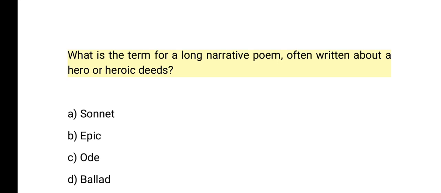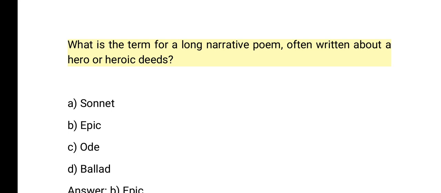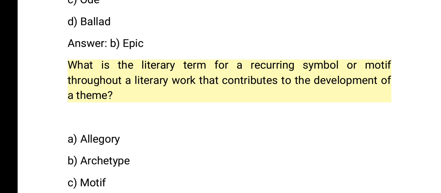What is the term for a long narrative poem, often written about a hero or heroic deeds? A. Sonnet. B. Epic. C. Ode. D. Ballad. Answer. B. Epic.